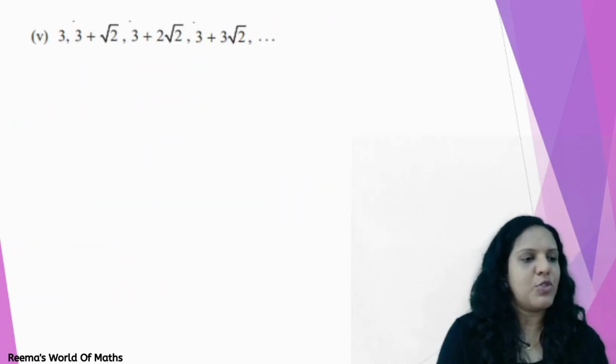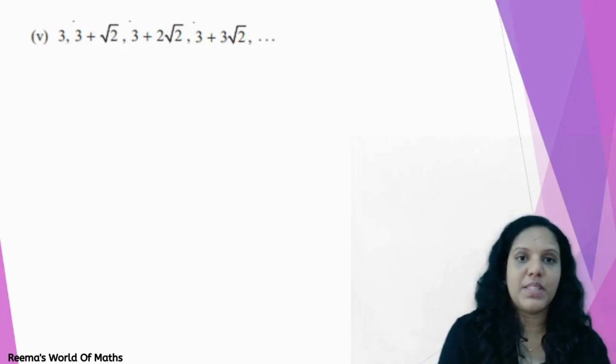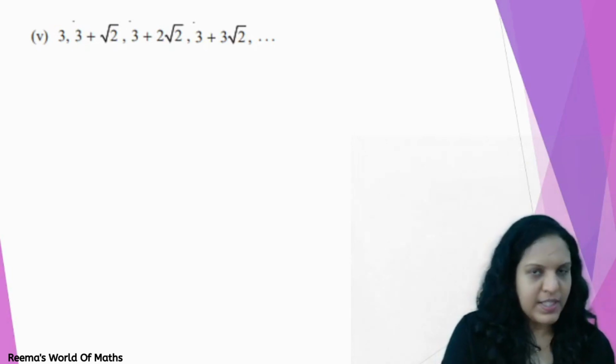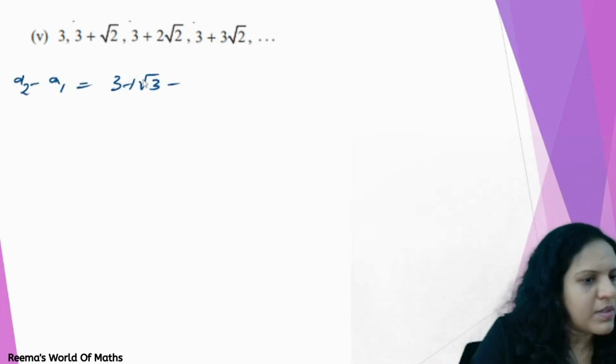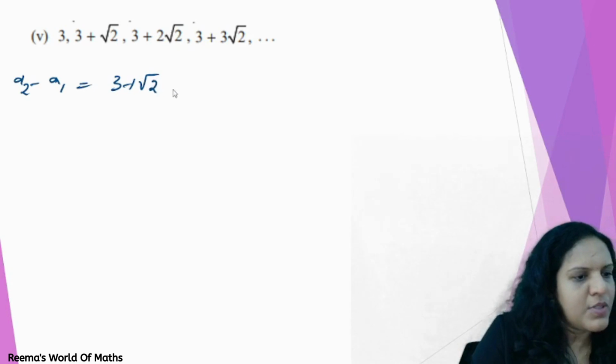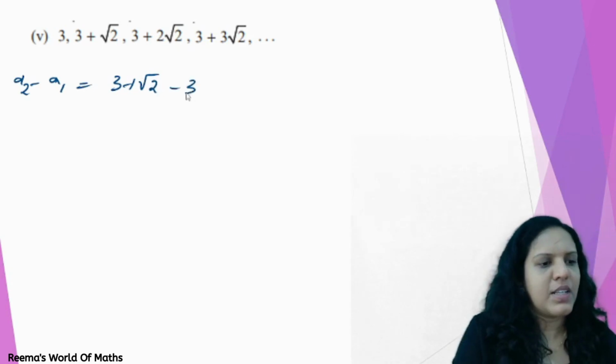3 plus root 2, 3 plus 2 root 2, 3 plus 3 root 2. So let's see the difference between each term. First one, A2 minus A1, which is 3 plus 2 root 2 minus 3 plus root 2. Sorry, 3 plus root 2 minus 3. So that is root 2.